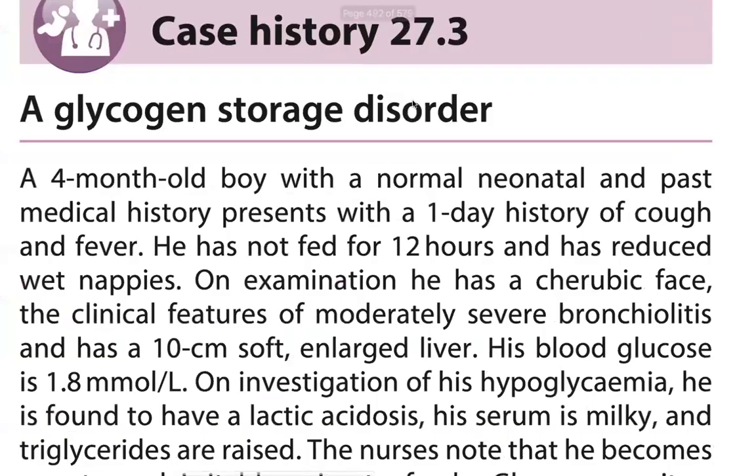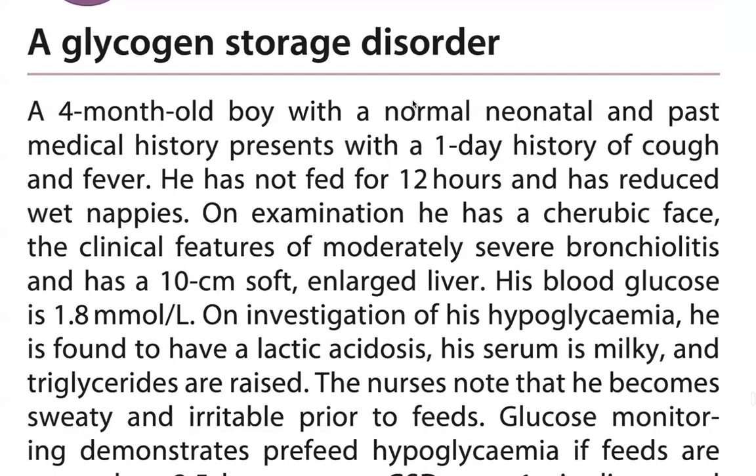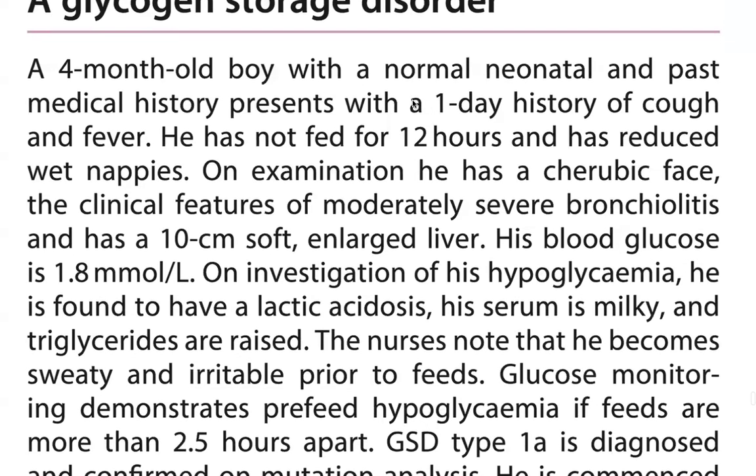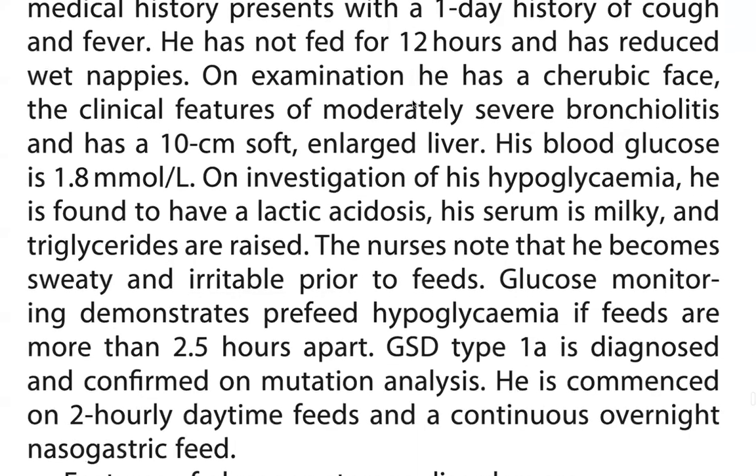The case history: a 4-month-old boy with a normal neonatal past medical history presents with a history of cough and fever. He has not fed for 12 hours and has produced fewer wet nappies. On examination, he has a cherubic face. The clinical features are of moderately severe bronchiolitis. He has a soft, large liver. His blood glucose is 1.8.